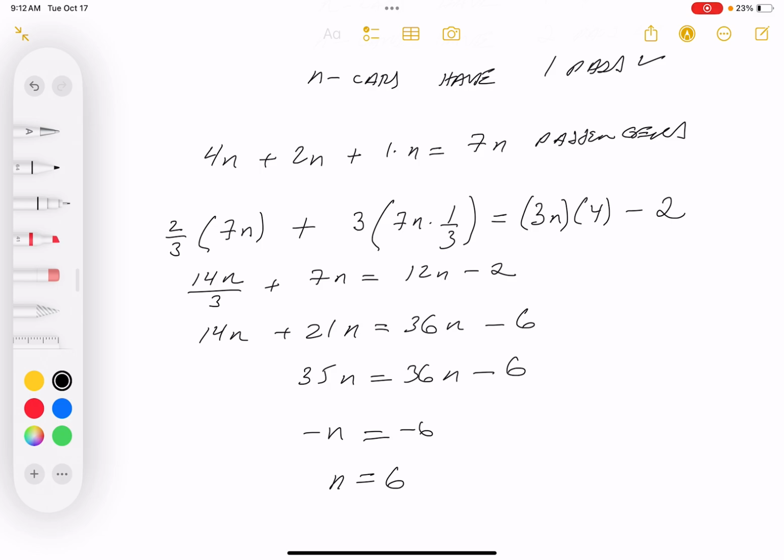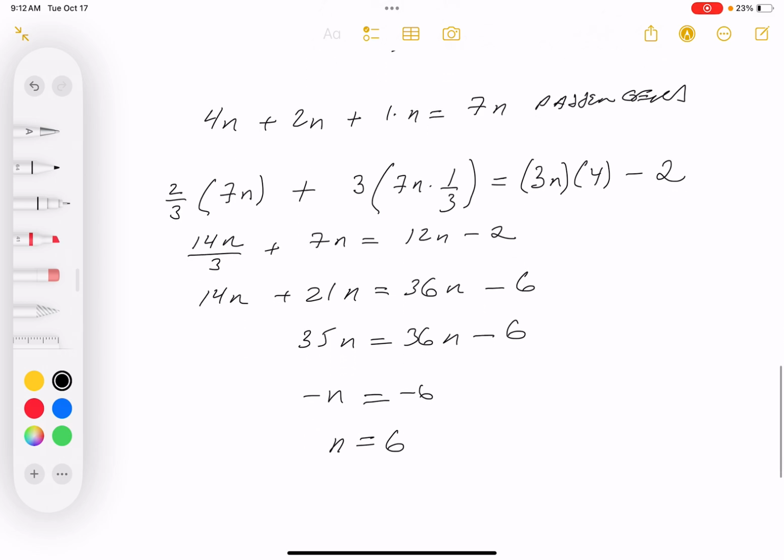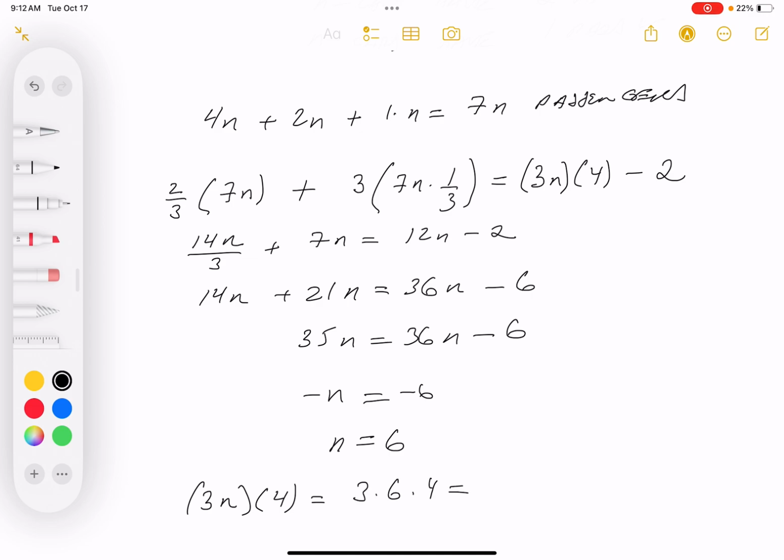But I don't really know what the question is. I look at, how many passengers could the Ferris wheel carry? All right, let's go back and think about this. The total number of passengers is going to be 3N cars, and each car can hold 4 passengers. So that's 3 times 6 times 4. You get 3 times 24, which is 60 and 12, 72, so 72 passengers.